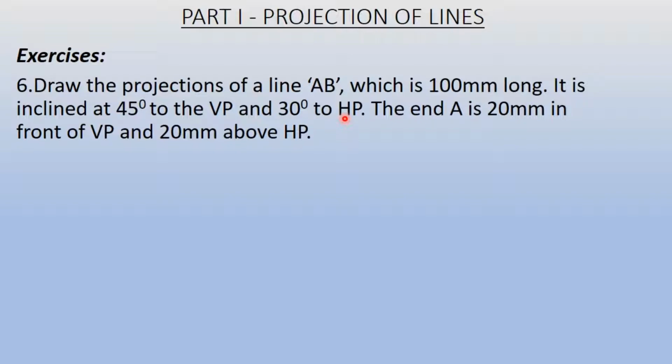So you have to draw first, imagining that the line is parallel to both the planes. Then you have to make an angle with respect to either VP or HP. Then we have to make it inclined with the other plane. So we'll see the explanation part. This is going to be a little bit complicated, but please concentrate. You will get this after completion of this exercise.